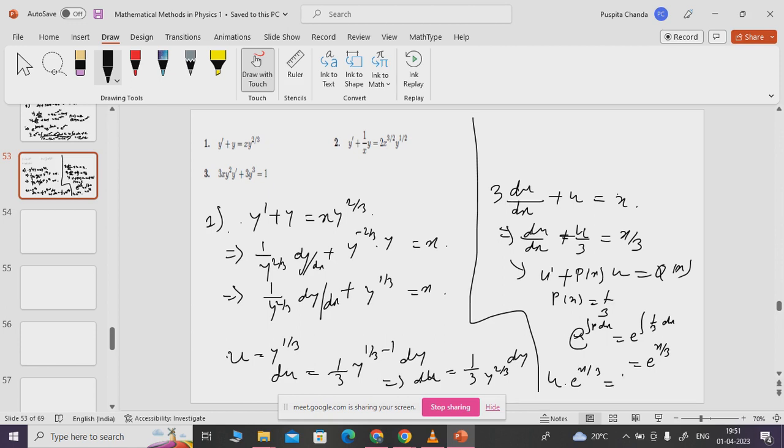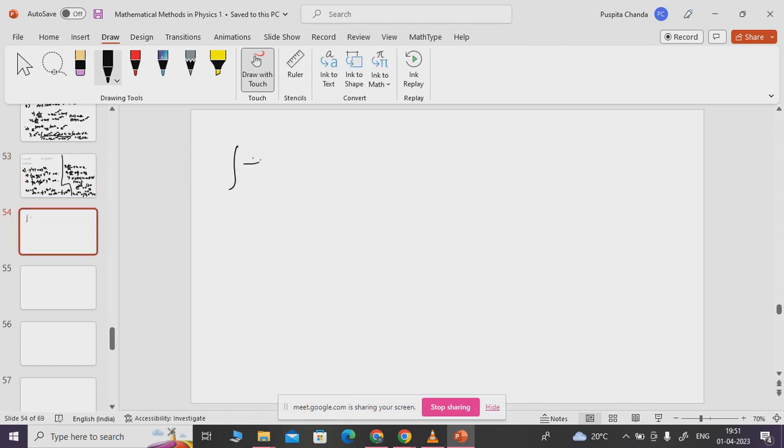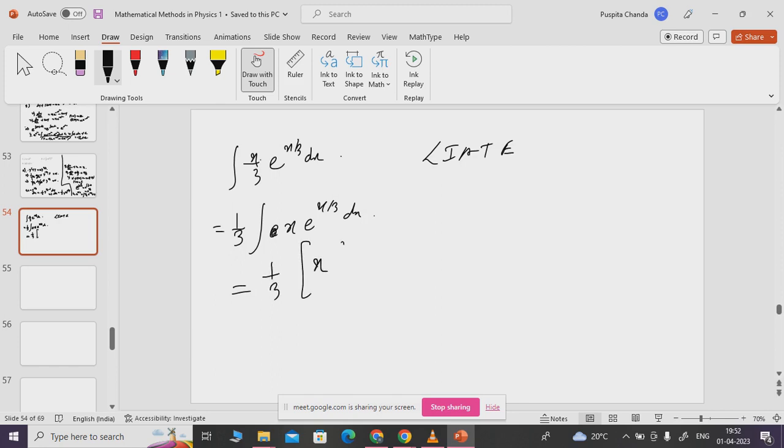So e to the power integration of p dx will give us 1 by 3 dx, so e to the power x by 3. So the equation will be u into e to the power x by 3 equals the integral of x by 3 e to the power x by 3 plus c. So we need to integrate x by 3 e to the power x by 3 dx. So 1 by 3 x e to the power x by 3 dx.